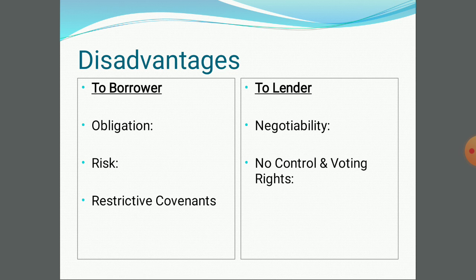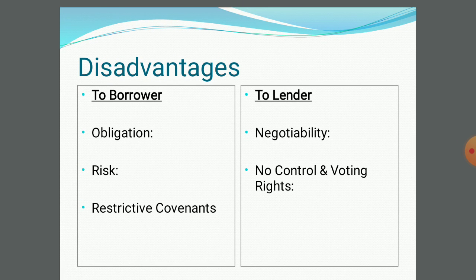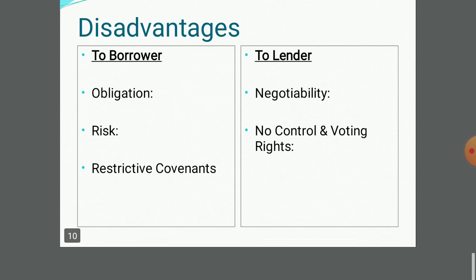Now disadvantages to the lender. First is negotiability. Term loans are negotiable in nature. That means changes can be made as and when required, which is a risk, or a disadvantage, to the lender. And the lender doesn't carry any voting rights, so they cannot control or interfere in the working of the management. So these are the disadvantages to the lender.